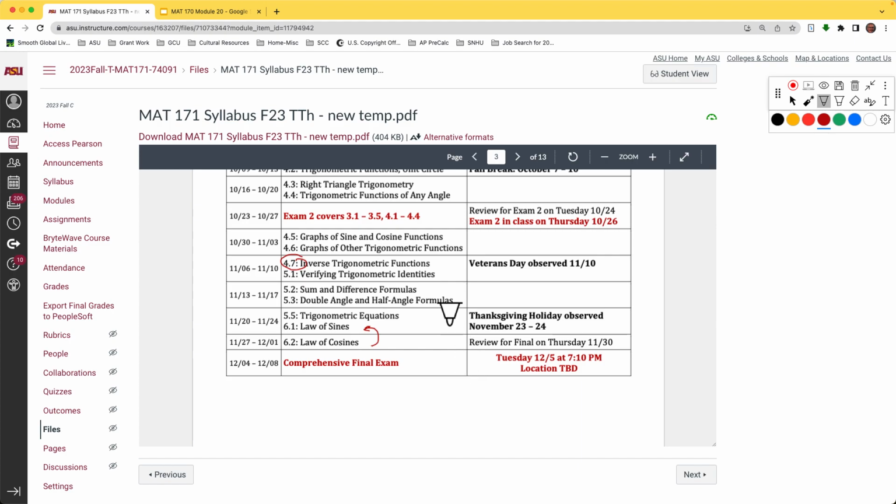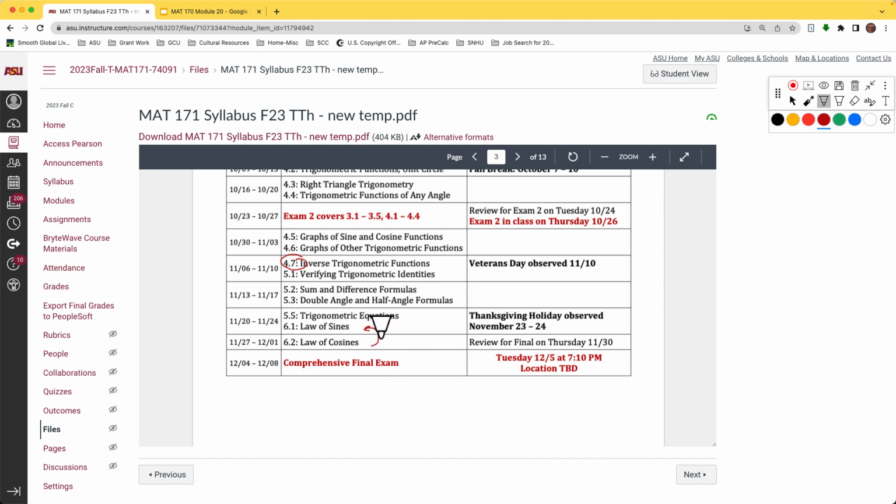Our class meets on Tuesday. Thanksgiving's not till Thursday, but I know Thanksgiving week itself is sometimes a little problematic because some people are traveling, and maybe you take the week as a fall break. However you choose.